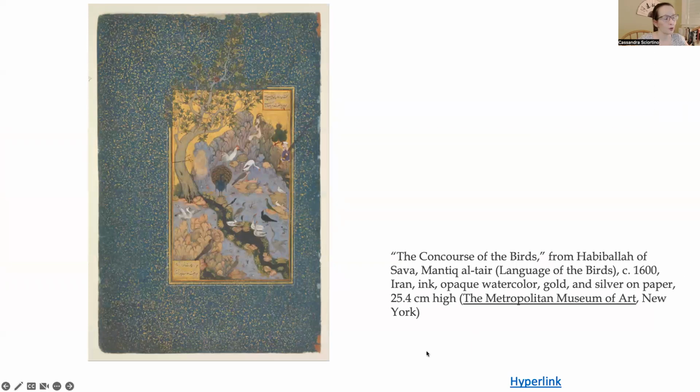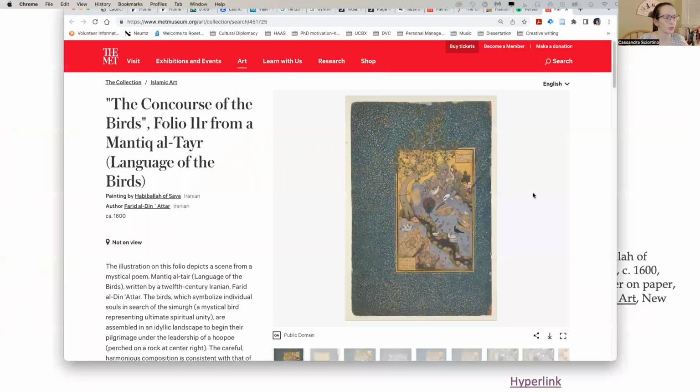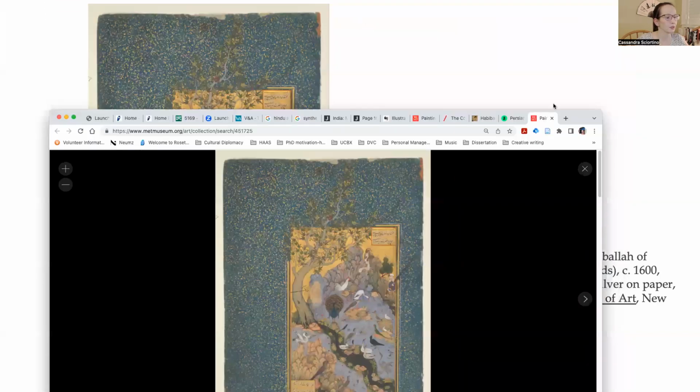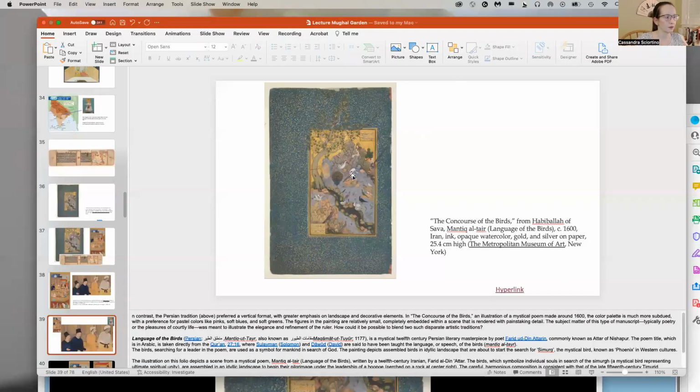Now, here is a magnificent example of Persian painting. It's an opaque watercolor, gold and silver on paper. And let me see if I worked on getting a hyperlink to work. I think it just worked. I certainly hope so. I probably have to turn off my slide share, so bear with me. I don't know what you see. So let me just stop that.